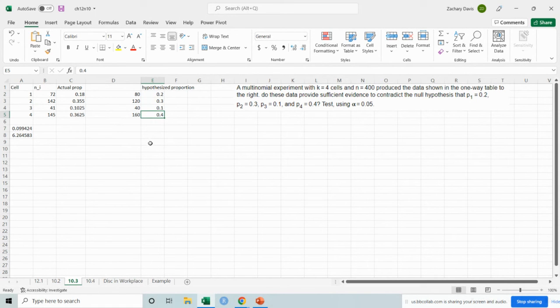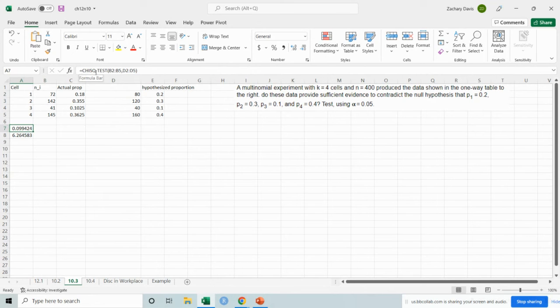What we need to do before we can run our test is calculate what those sample sizes would look like had we run this particular experiment. So we take our hypothesized proportions and multiply them by 400 to get the values. What this one-way contingency table is going to test simultaneously is: is 72 far enough from 80 to be statistically significant? Is 142 far enough away from 120 to be statistically significant? It pulls all those values in, and we do that with a chi-square test.